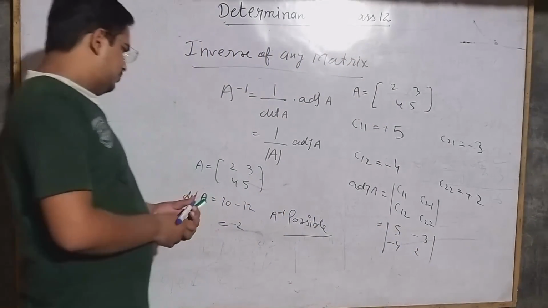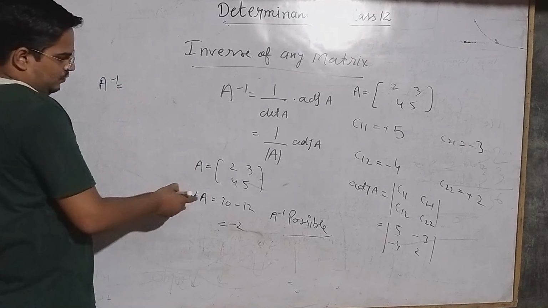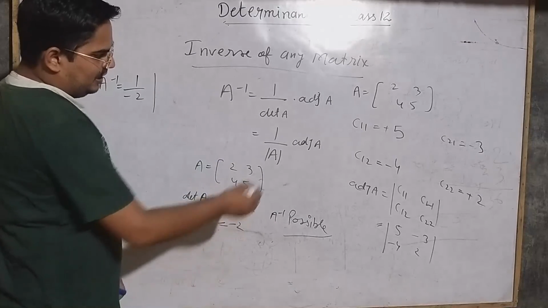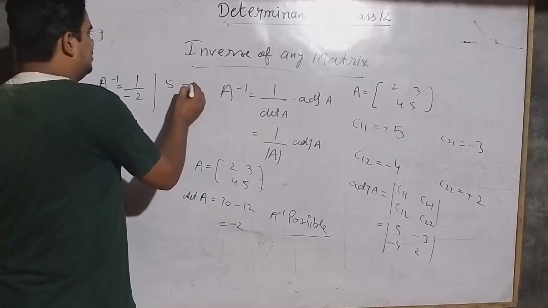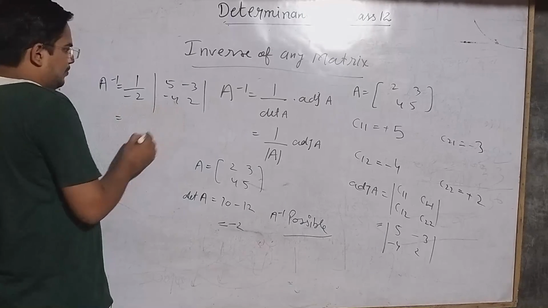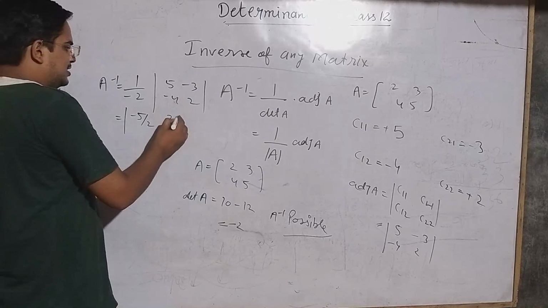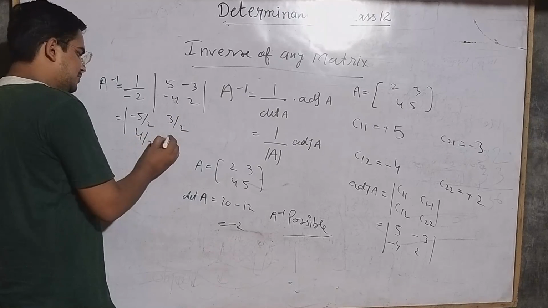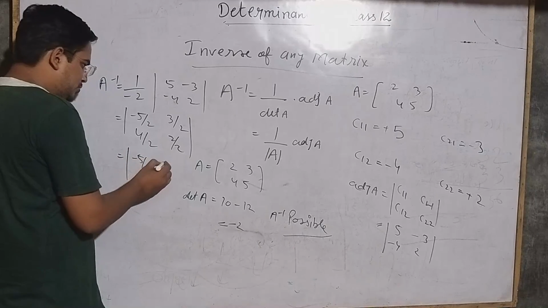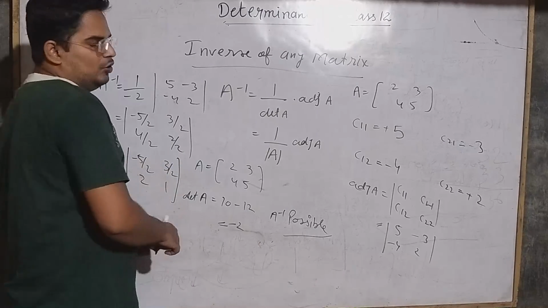What is your formula for the inverse? A inverse is equal to 1 upon determinant of A, 1 upon minus 2. And now put the value of this part: 5, minus 3, minus 4, 2. Divided by 2: 1 by minus 2, it becomes minus 5 by 2, plus 3 by 2, 4 by 2, and this part becomes 2 by 2. You can also simplify it: minus 5 by 2, 3 by 2, 4 by 2 becomes 2, and 2 by 2 becomes 1.